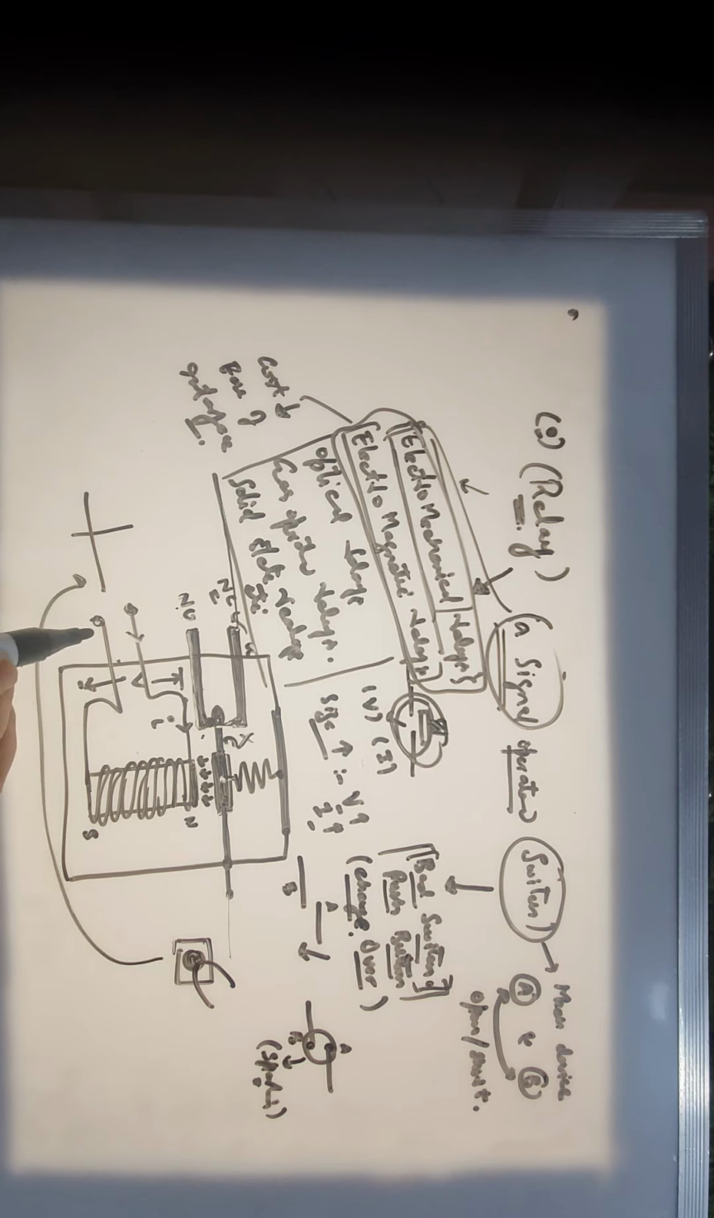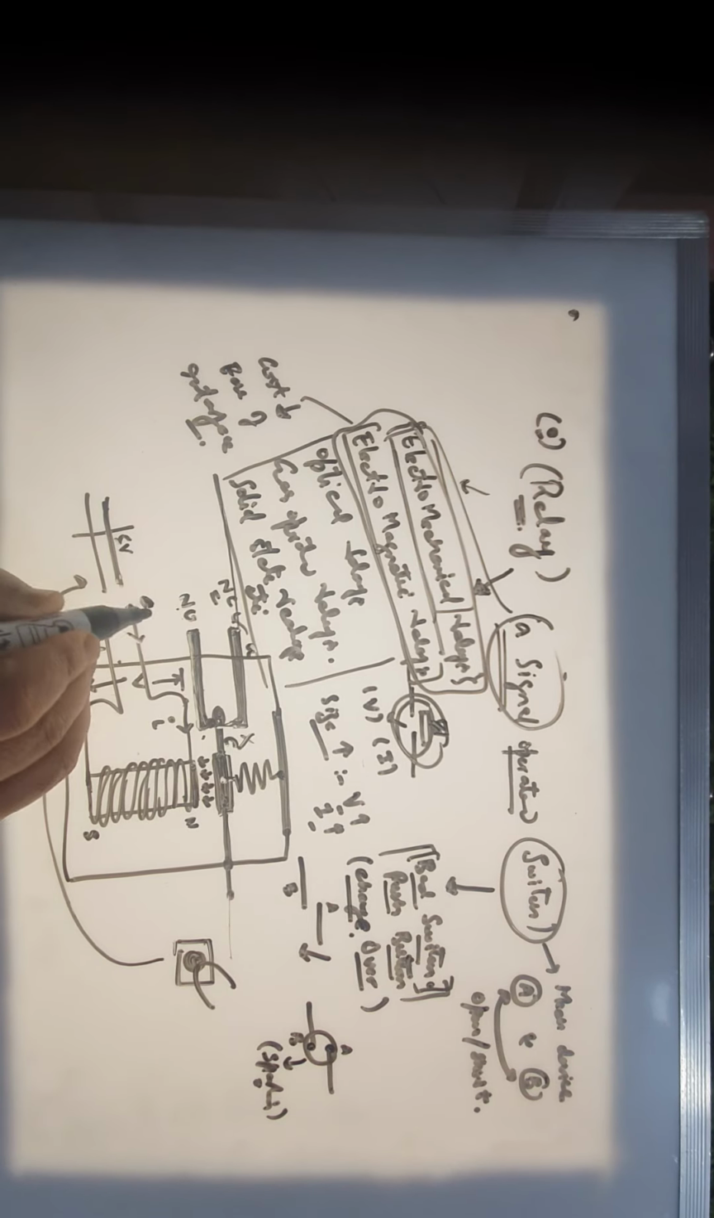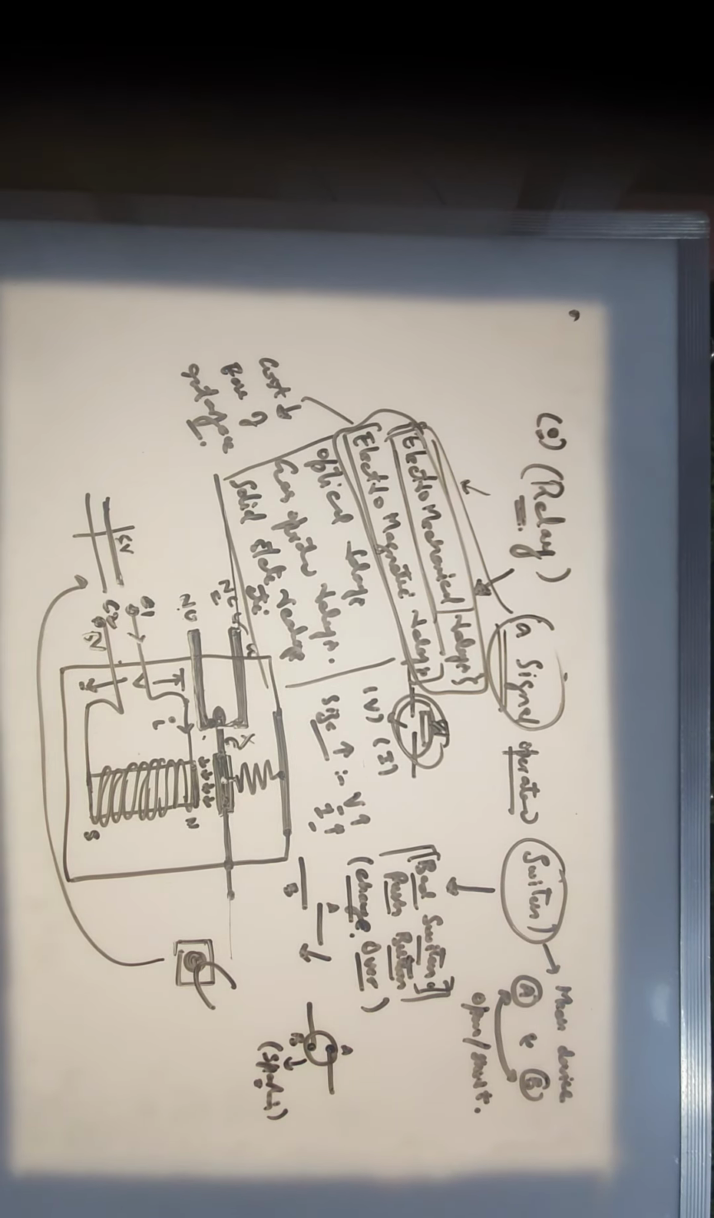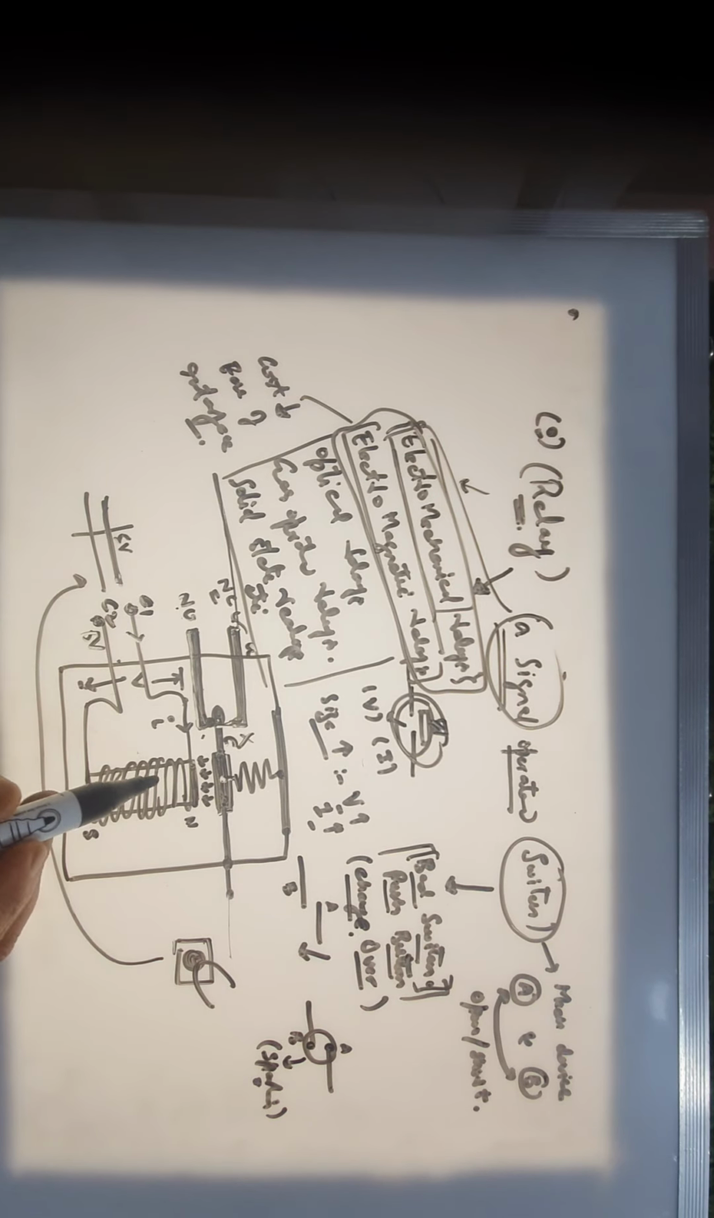Let us suppose it operates at 5 volts, so you are giving 5 volts to these two terminals, normally designated as C1 C2, that means coil 1 and coil 2. So when you provide 5 volts, it gets energized and your connections C and NO get connected, but at the same time the connections C and NC get disconnected.